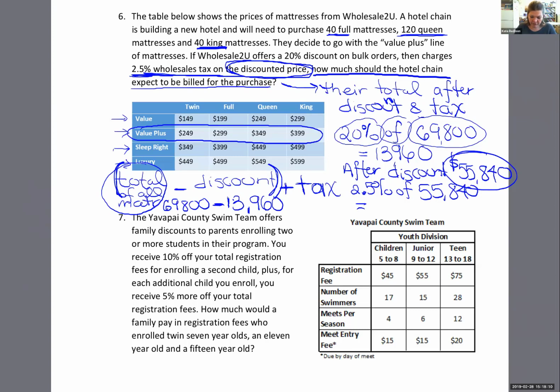Okay, so let's do that. 2.5% of means multiply 55,840, and we find out that they're going to have $1,396 in tax. Now, we already made it in our original plan, but what do you do with tax? What happens with tax? We add it. We're going to add it exactly to our bill. So I'll take that 55,840, whew, add on the $1,396 in tax. And dear goodness, my final bill is $56,876.